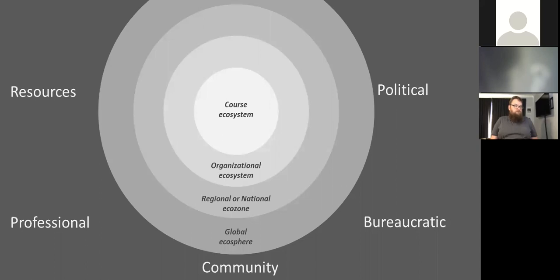So here we have the ARENA. This is how the ARENA would be laid out. At the very middle, we've got the course ecosystem. And then we branch out to the higher levels. And we've got the five sectors located around it. So if I place an icon in a particular location in the ARENA, it means it has significance in terms of which circle it's in. So in this case, I'm in the regional or national ecozone, and I'm in the political sector. If I place an item between two sectors, that means that item or matter refers to both of those sectors.